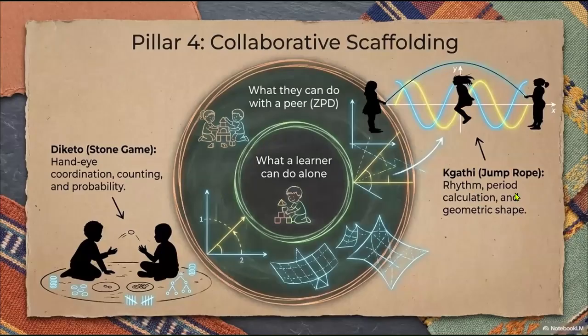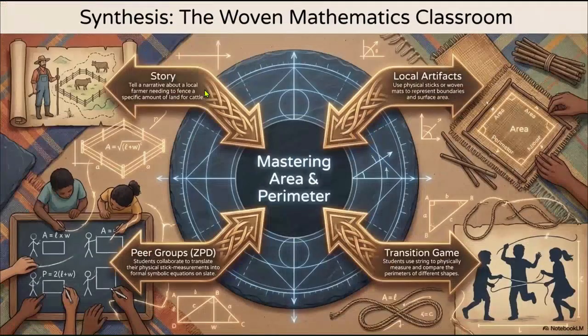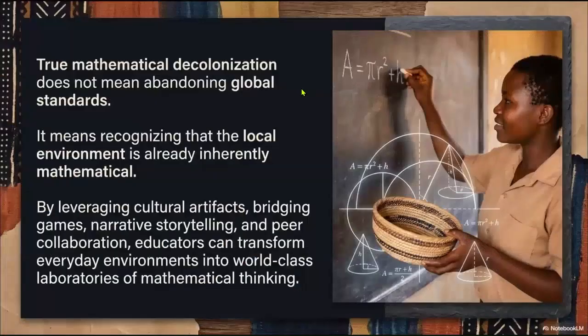There's rope counting, which is rhythm, period calculation in a geographic shape. The language experience approach, mother tongue peer discussion, scripture gestures, translating concepts. And here we have the story, we have the peer groups, we have transition game, we have local artifacts. True mathematical decolonization does not mean abandoning global standards, it means recognizing that the local environment is already inherently mathematical by leveraging cultural artifacts, bridging games, narrative storytelling, and peer collaboration and mathematical thinking.